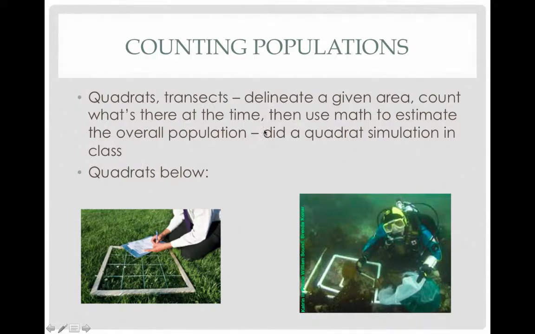Okay, another way to count things is quadrats and transects. Quadrats is where you have a square, you kind of throw it on the ground, and you either count everything in the square or you count things in random subsquares, and then you use some math to determine the overall population in a given area. A transect is just a quadrat along a line.